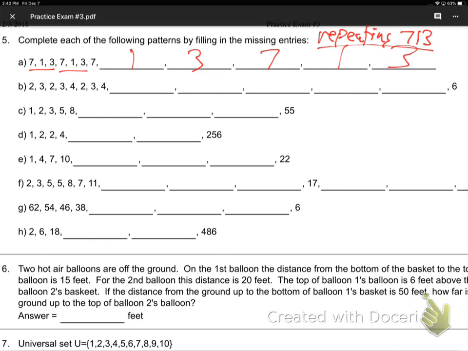Adding a number? Oh yeah, like one more each time? Yeah, I think so. 2, 3, 4, 5, 6. Beautiful. Yeah. So you know how science works, right?